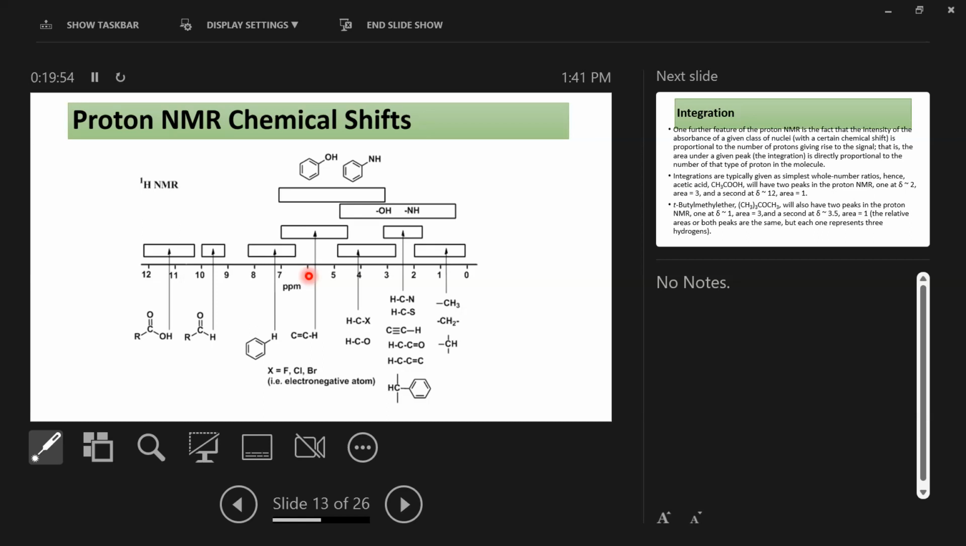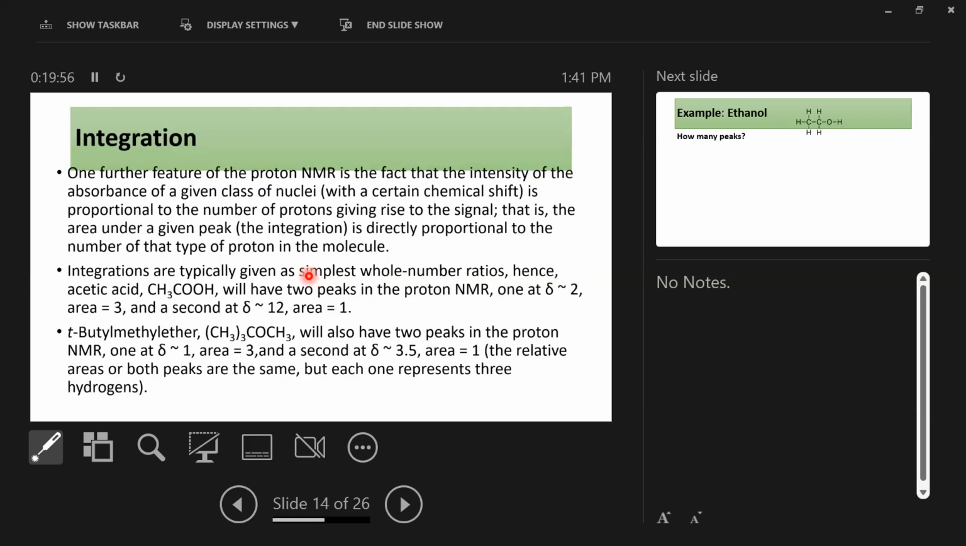All right, so integration. Wow, I'm almost out of time. One further feature of the proton NMR is that the intensity of the absorbance can be determined based on the integration. I'm going to skip over all of this. What this is basically saying is that it is proportional to the number of protons underneath the curve. That's what this whole paragraph is saying.